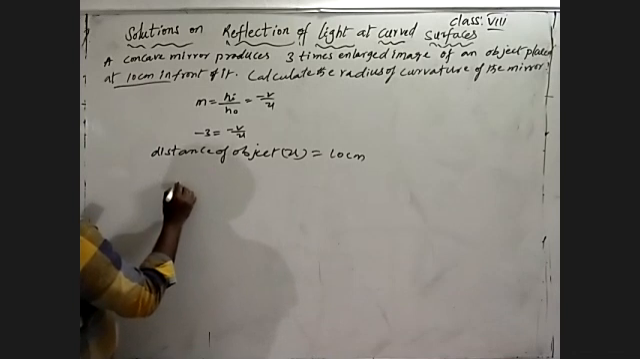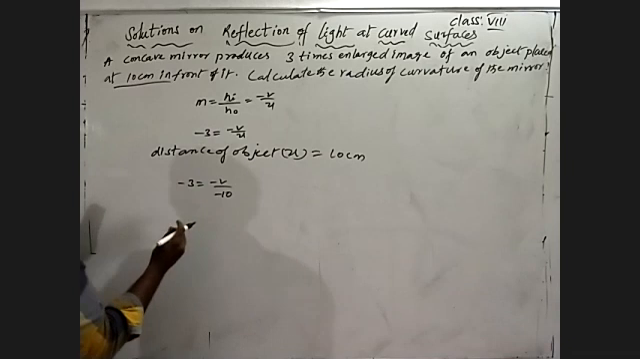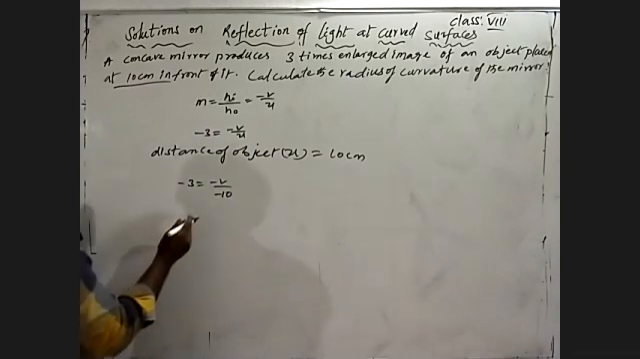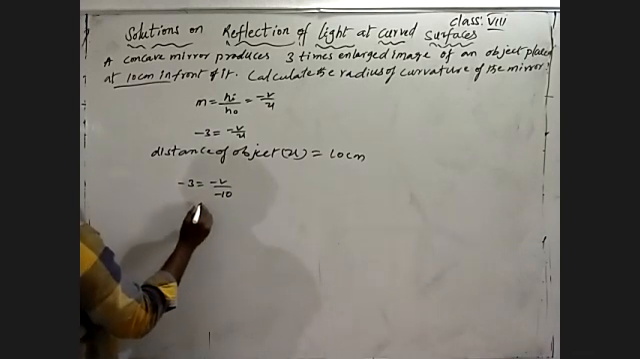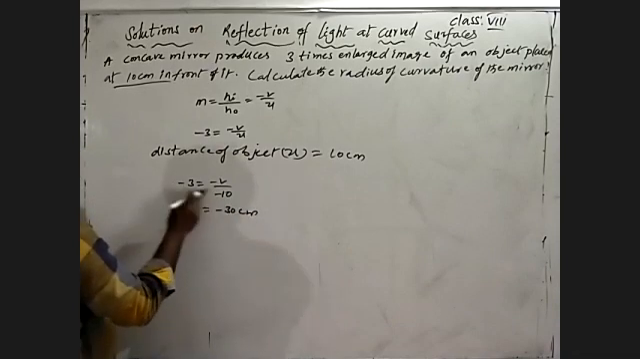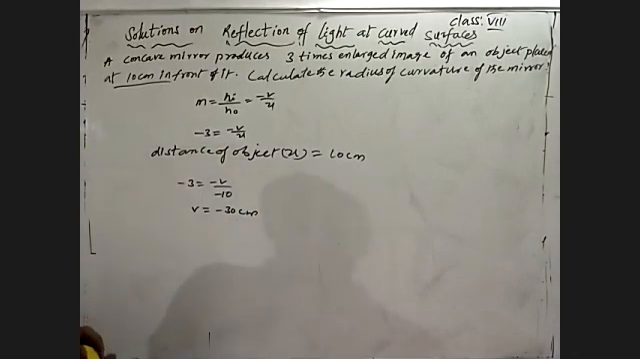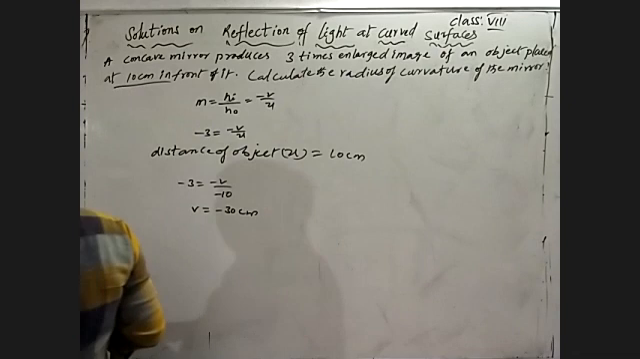what happened? Minus 3 is equal to minus v by minus 10. Minus v is 10. So by doing that, v is equal to minus 30 centimeter. Plus and minus, plus and minus, transferring that. Okay, v is equal to minus 30 centimeter.